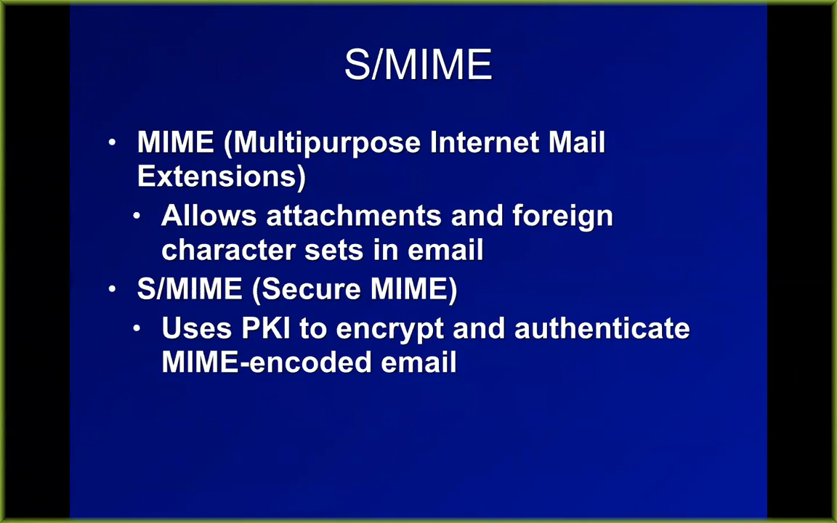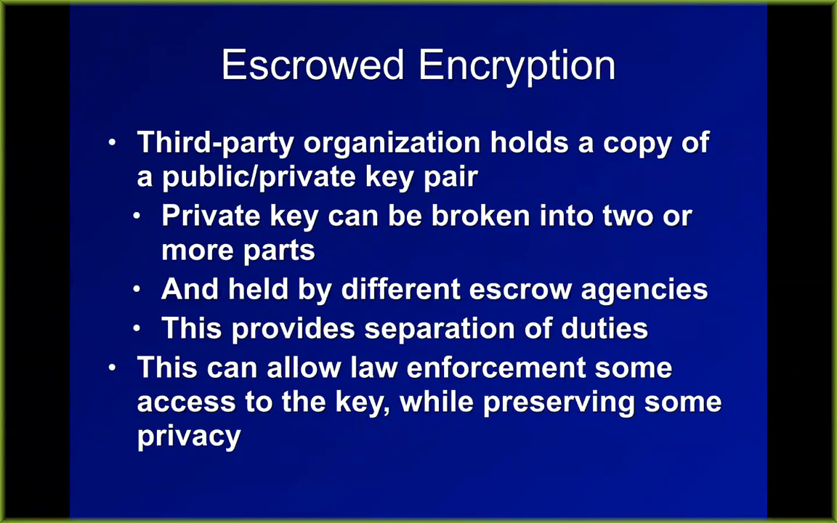S/MIME is used for email attachments to encrypt them, and it uses the public key infrastructure to encrypt them and authenticate them. There's escrowed encryption mentioned before, where somebody else has some of your keys. This can be used to provide separation of duties so that operations have to be re-examined by a second agency to complete the encryption. And also, as I was mentioning, this is a way law enforcement can have some access to the key and also preserve some privacy, perhaps. It might be that they only have part of the key and they have to get the other part from the company with a search warrant or something.